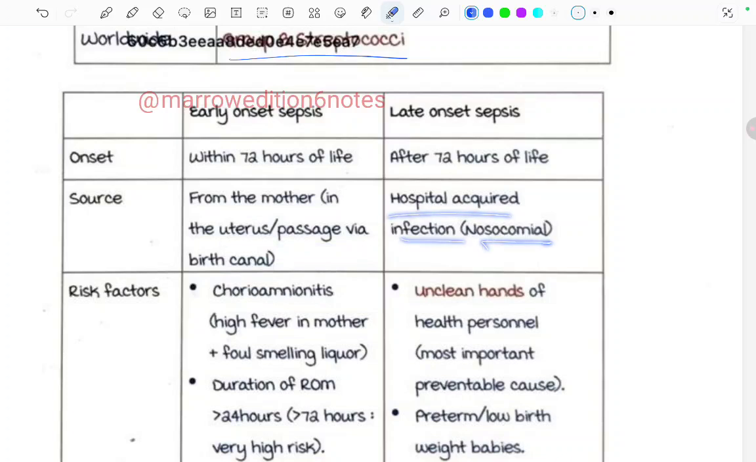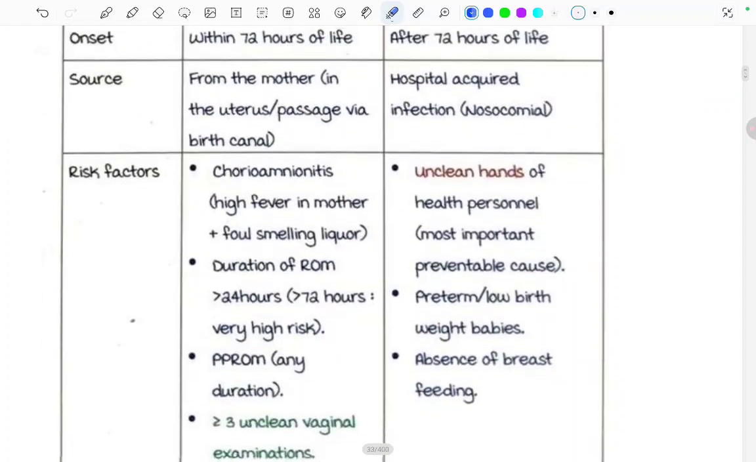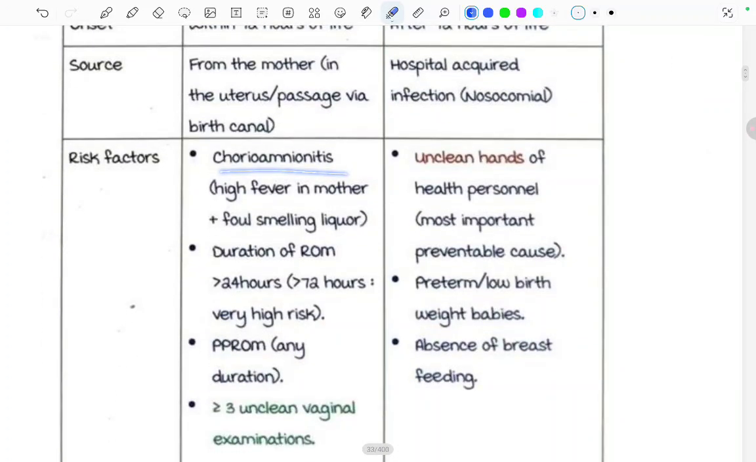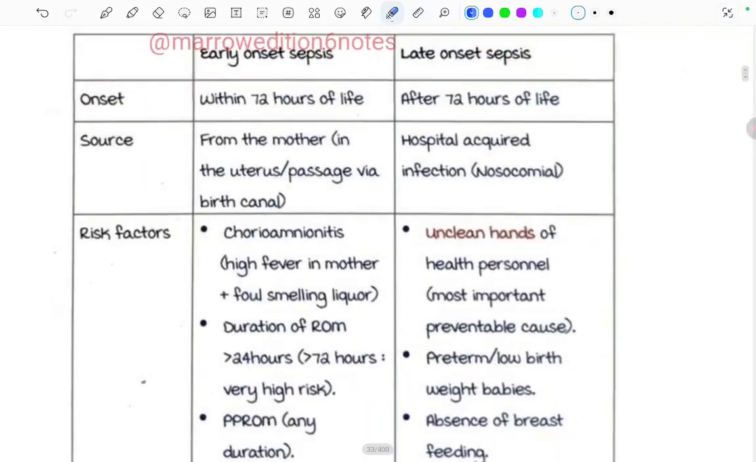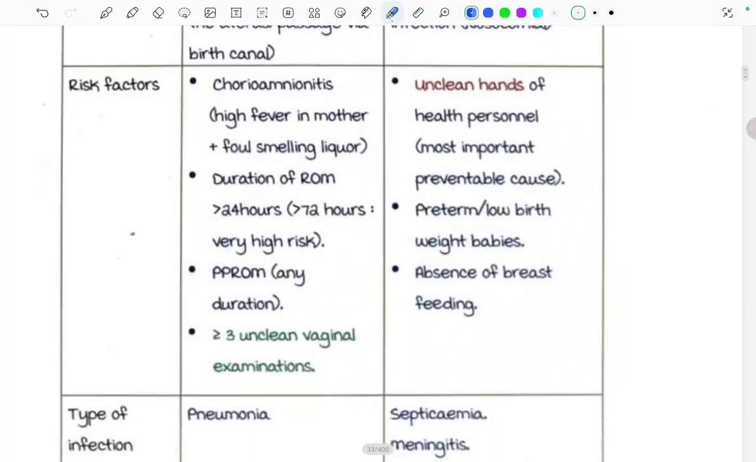Source of early onset sepsis is from the mother in uterus, passage via the birth canal. Okay, and the source of the late onset sepsis is hospital acquired infection. Mostly it is nosocomial. Risk factors: chorioamnionitis, high fever in the mother plus foul smelling liquor. Duration of the rupture of membrane of more than 24 hours or more than 72 hours, then very high risk. But if more than 24 hours of the rupture of membrane, then it is also a risk factor for early onset sepsis. And if there is preterm premature rupture of membrane, any duration, and more than 3 unclean vaginal examinations, that can also lead to early onset sepsis.